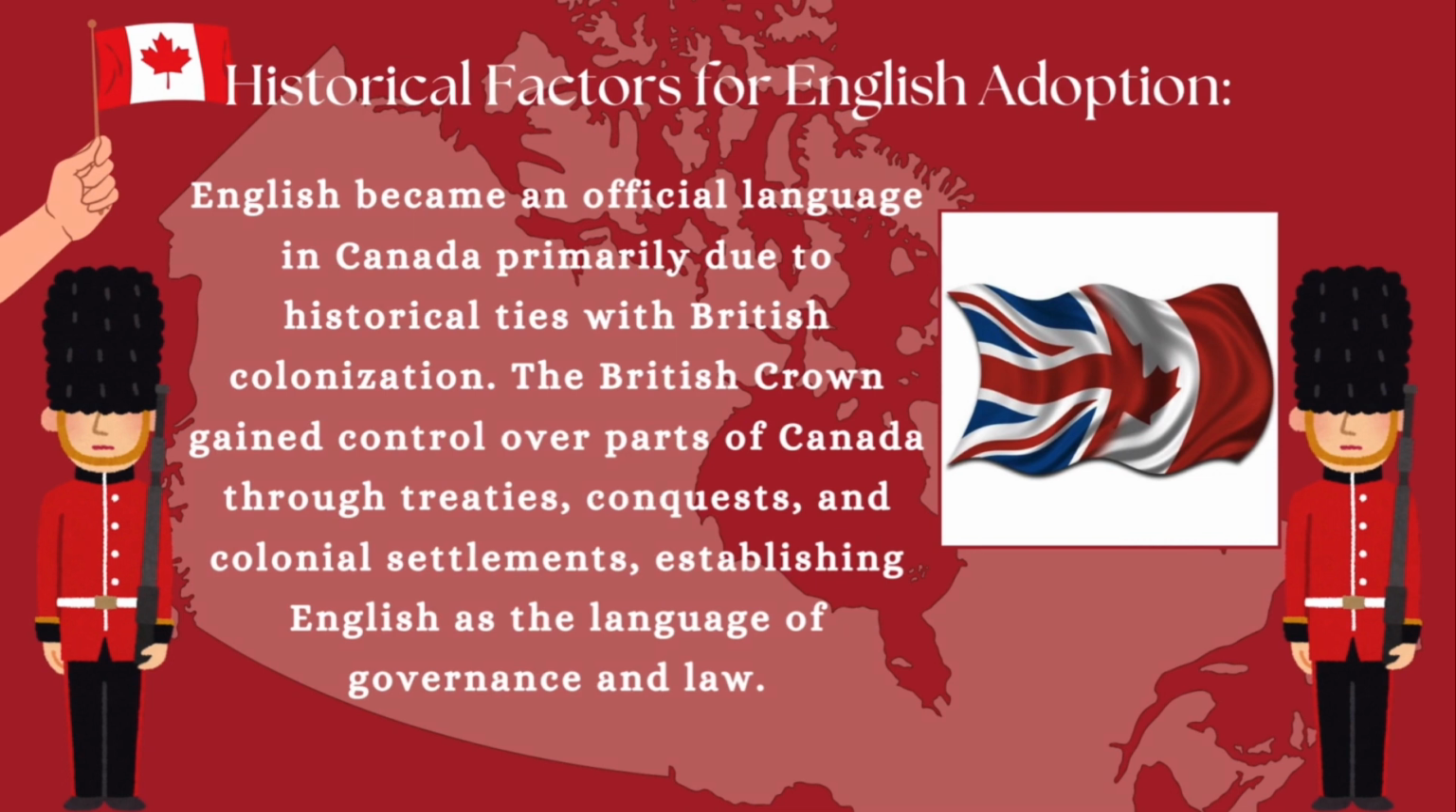Historical factors for English adoption. English became an official language in Canada primarily due to the historical ties with British colonization. The British Crown gained control over parts of Canada through treaties, conquests, and colonial settlements, establishing English as the language of governments and law.